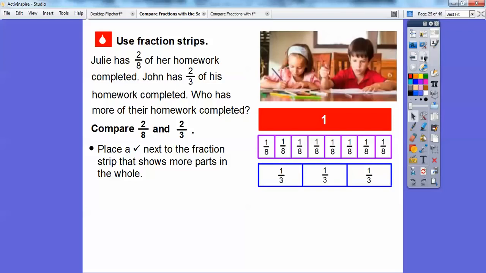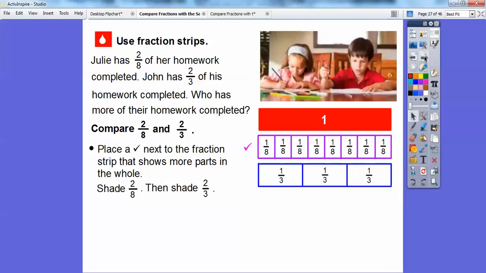We're going to place a check mark next to the fraction strip that shows more parts in the whole. Okay, so here's the whole. This is whole 1 right here. Here it is divided up into 8 equal pieces, and here it is divided up into 3 equal pieces. That way we can compare 2/8 versus 2/3. Let's put a check mark next to the one that has the 1/8 because it has more parts of the whole. That's what it's asking.